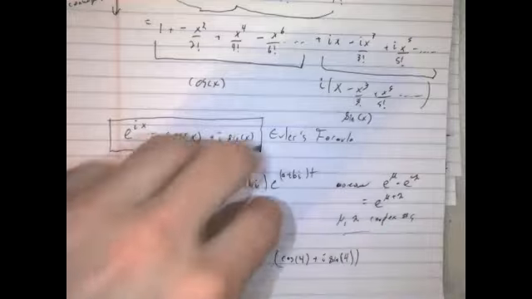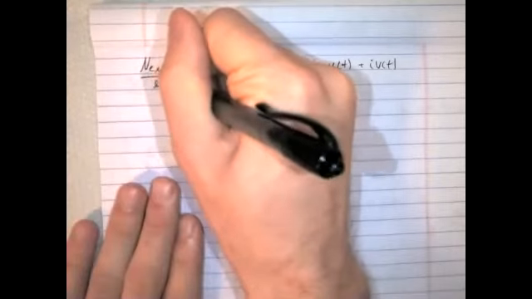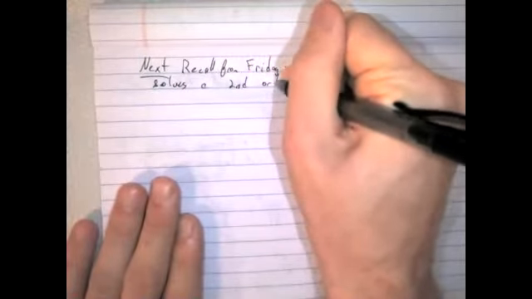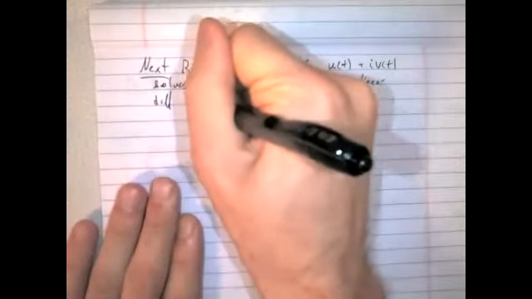Okay. So armed with this knowledge, we can work on our problem that we're interested in. So let me do the next part. Recall from Friday, if u of t plus i v of t satisfies or solves a second order homogeneous linear differential equation, then what?